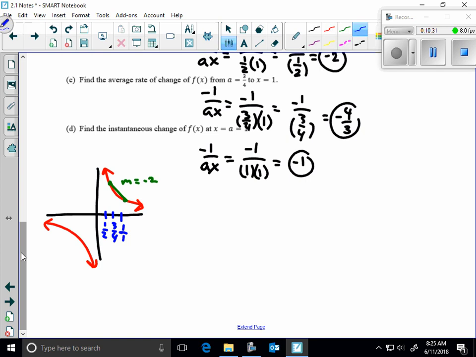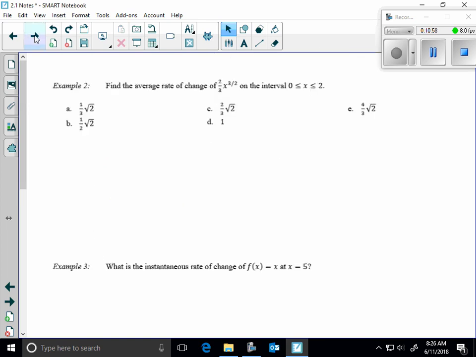From 3/4 to 1 looks to be a slope of -4/3. And then as we get this tangent line to the function at x equals 1, that slope equals -1. Okay, so the green and the blue are both secant lines. The purple would end up being a tangent line. All right, let's move on.